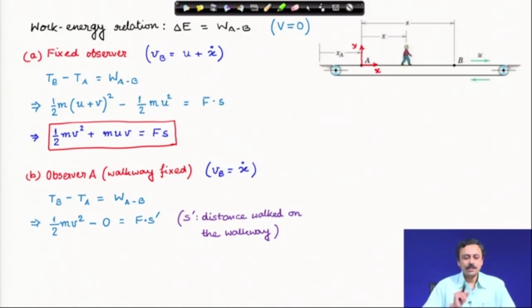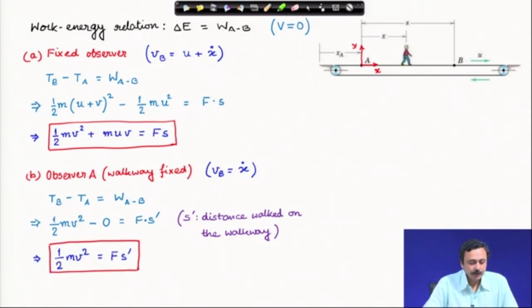S prime. Now, what is this S prime? The force on the boy's shoe is the same, whether it is measured by the ground fixed observer or the walkway fixed observer, but the distance travelled is different. The distance travelled on the walkway is different from that observed by the ground fixed observer. This you can very easily understand. And if you do this calculation, you get half m v square is equal to F times S prime.